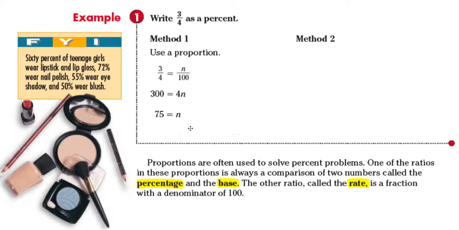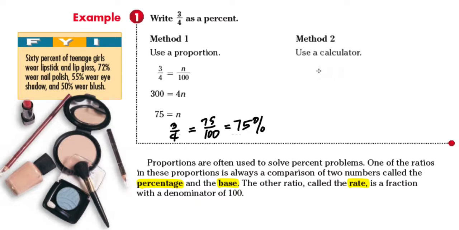Thus, 3/4 is equal to 75%. The 3/4 doesn't want to show up, so I'll just write it. 3/4 is equal to 75 over 100, and at the same time that's equal to 75%.